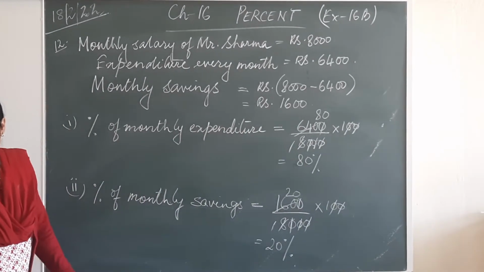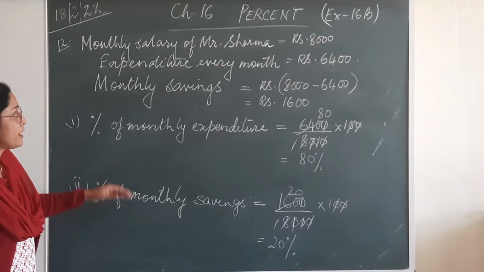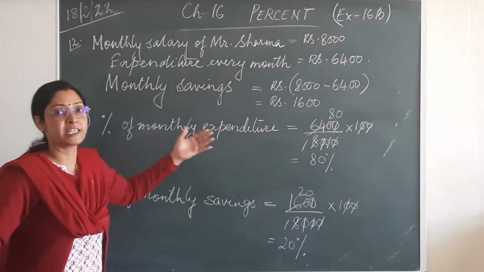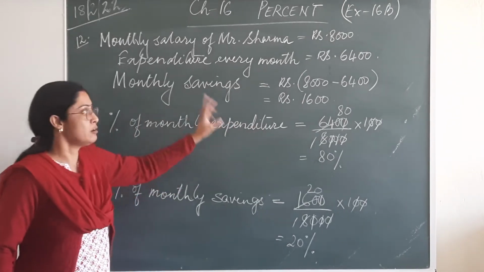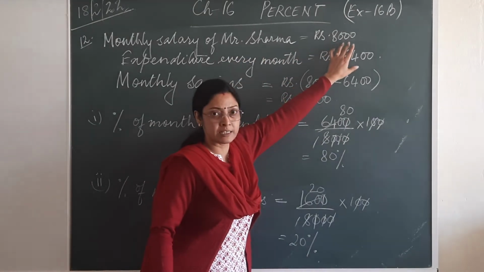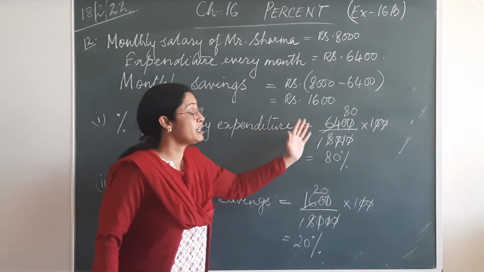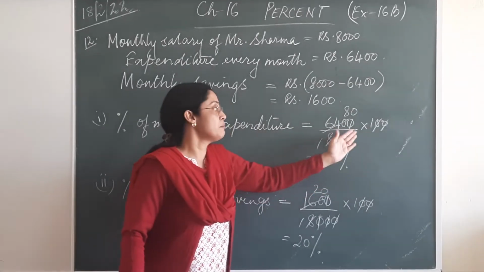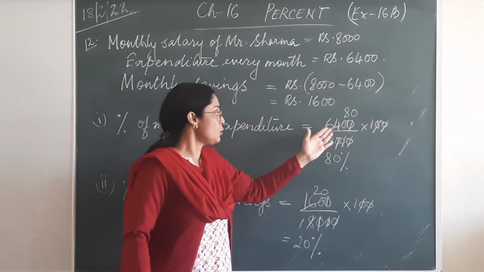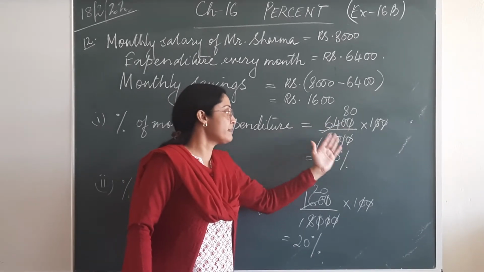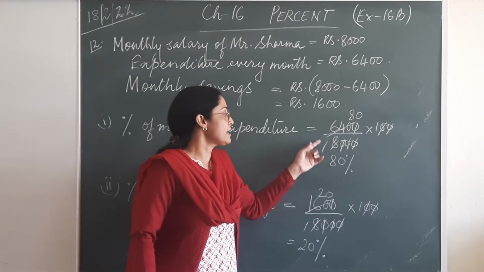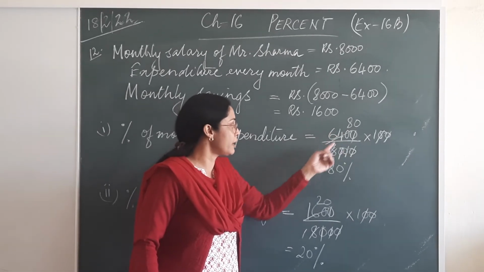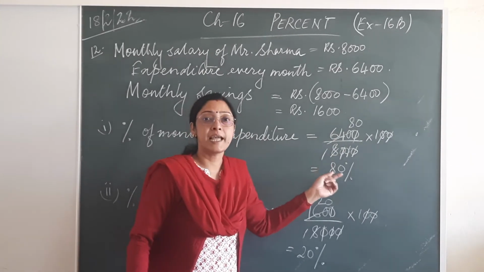According to the question, the first part is you have to find out the percentage of the monthly expenditure. To find that out, we know the total expenditure is 6,400 divided by the total salary multiplied by 100. So 6,400 by 8,000 multiplied by 100. You cancel out all the zeros and ultimately when you cancel out 640 by 8, you get the answer as 80%.